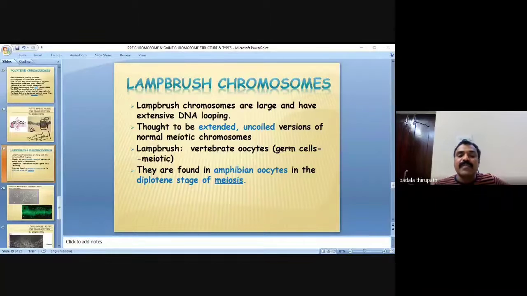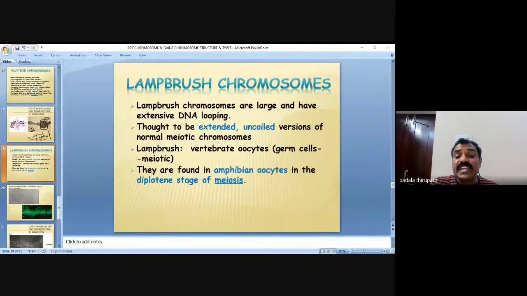They are found in amphibian oocytes, like the salamander. The best example of an amphibian is the salamander. Have you ever heard the term salamander, my dear friends? Oocytes means this is a female organism, a female salamander, female oocytes. Amphibians, the best example is the salamander. In salamander female oocytes, these lampbrush chromosomes are observed.